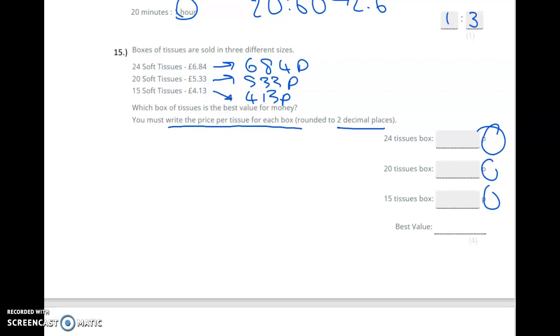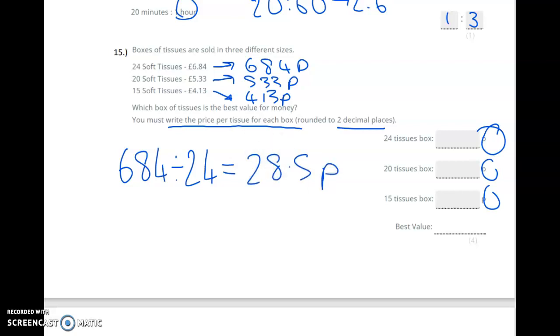It says work out the cost per tissue. Looking at box number 1, we've got a cost of 684 pence, and we're getting 24 of them. So the cost per tissue would be 684 divided by 24, which gives us a price of 28.5 pence per tissue. Anyway, that's what it is. 28.5. The second one is 533.